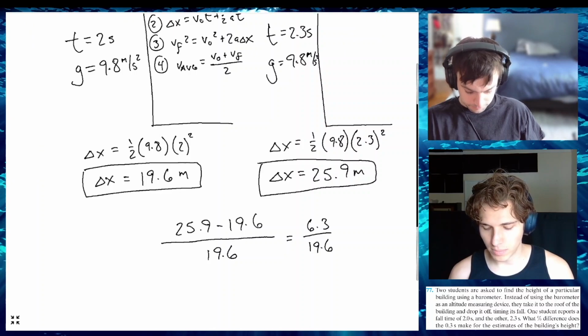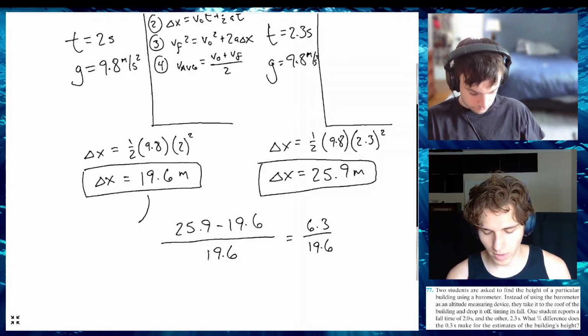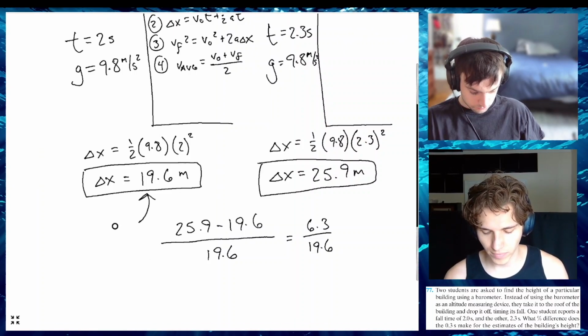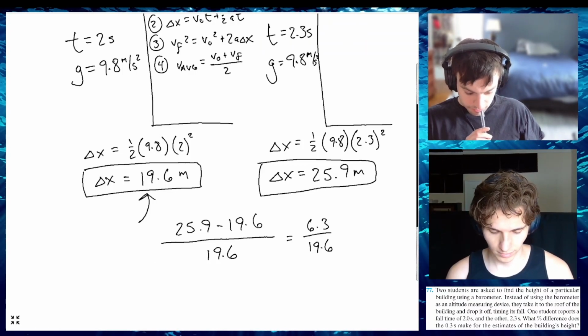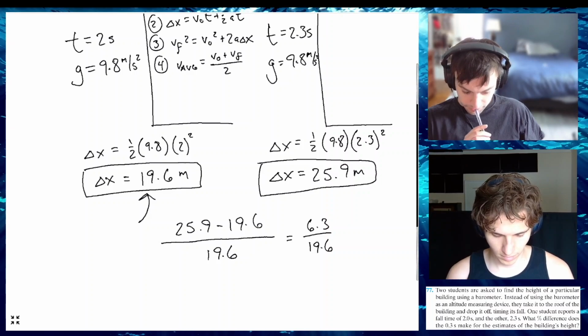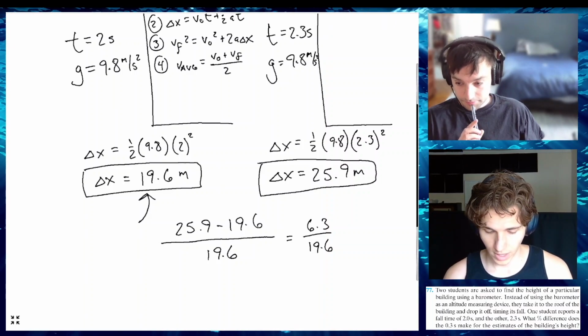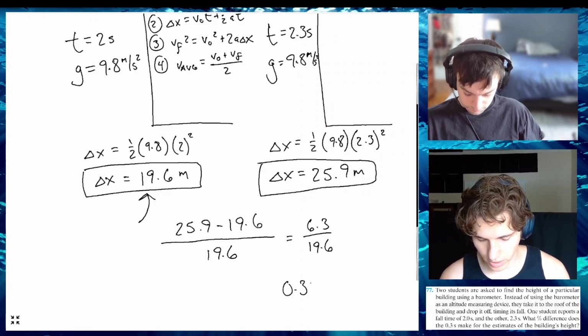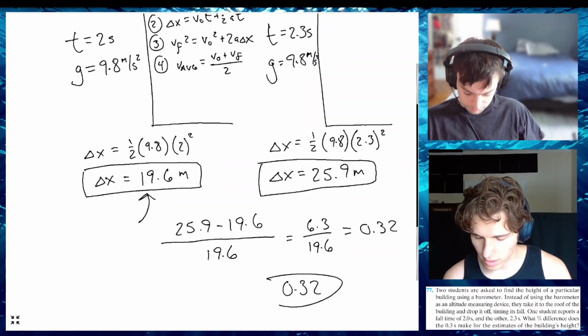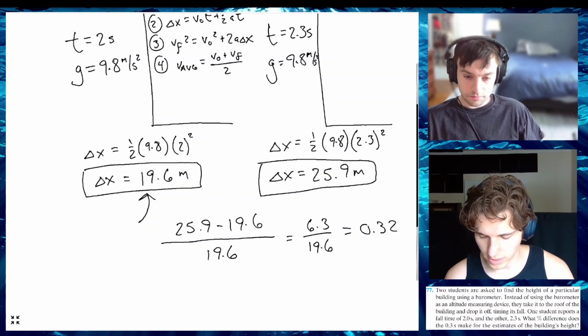We can say that it's the percent difference from, we'll call this the original height. The 2 seconds could be the original. When I divided by 19.6, I got 0.32. Nice. I got the same thing. So because I got 0.32, I'm going to call that a 32% difference.